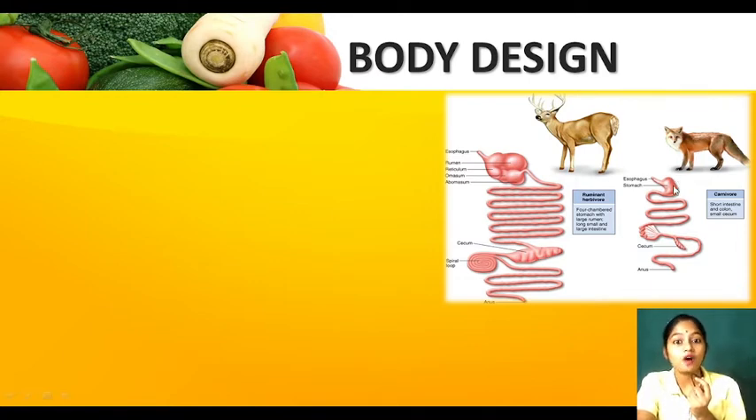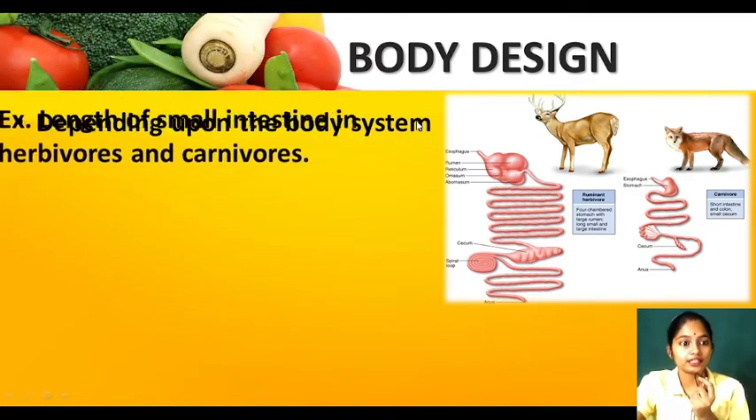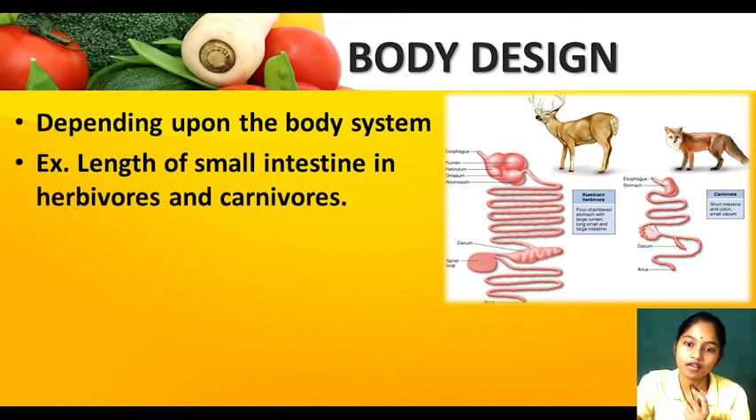And carnivores eat what? Animal flesh, which is easy to digest. So it doesn't need a longer intestine. Clear? So herbivores have a longer intestine which helps them digest cellulose. Now see, depending upon the body system, for example, the length of the small intestine in herbivores and carnivores. In herbivores, they have a longer small intestine because they eat cellulose, and cellulose needs a lot of time to get digested. For that they have a longer small intestine than carnivores.